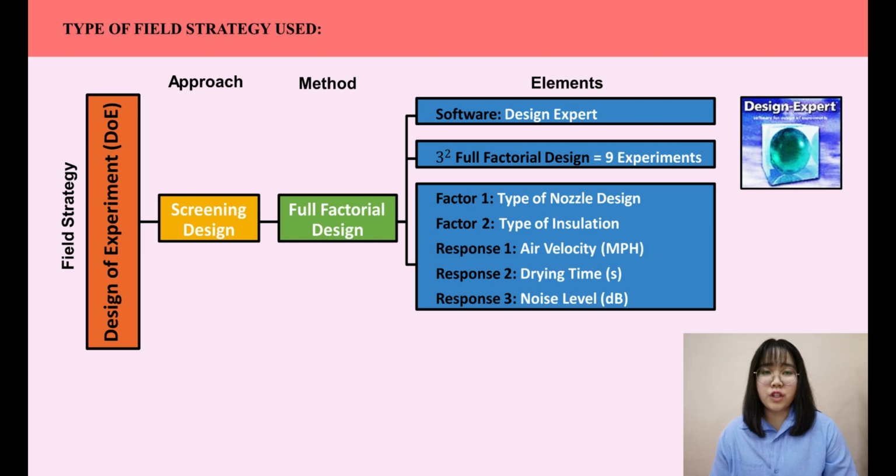The type of strategy used in this project is the design of experiment (DOE) by implementing the full factorial design. The factors involved are the type of nozzle design and the type of insulation, while the responses are the air velocity in miles per hour, drying time in seconds, and the noise level in decibels. Since there are two factors with three levels each, it contributes to a 3 to the power of 2 full factorial design, which gives a total of 9 runs of experiments. The software used to conduct the DOE is the Design Expert software.